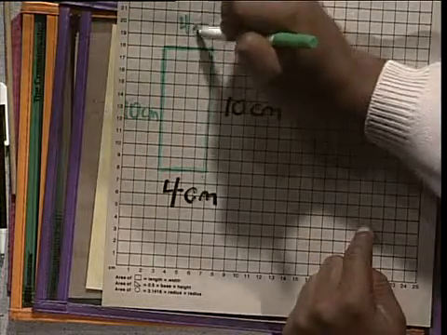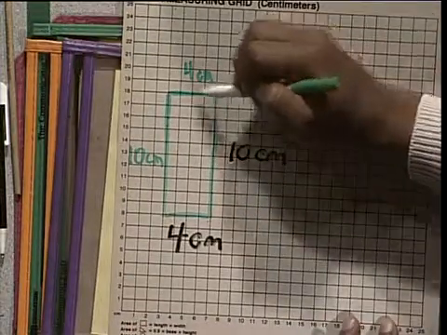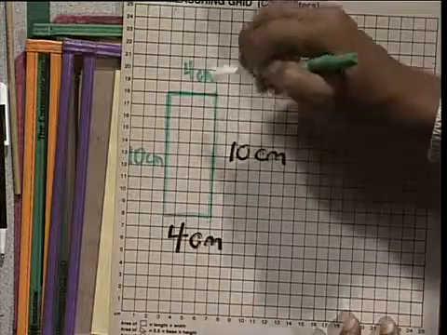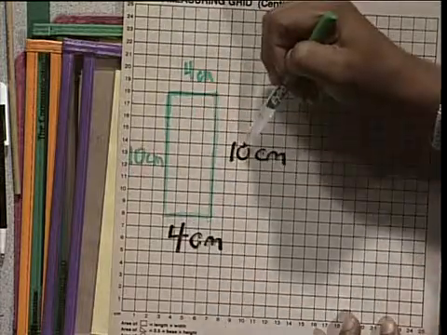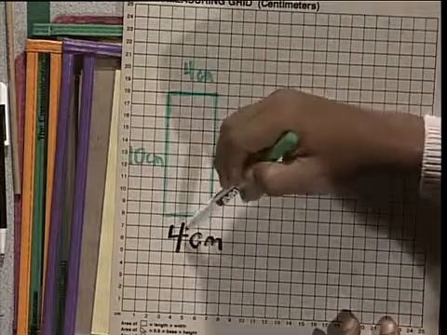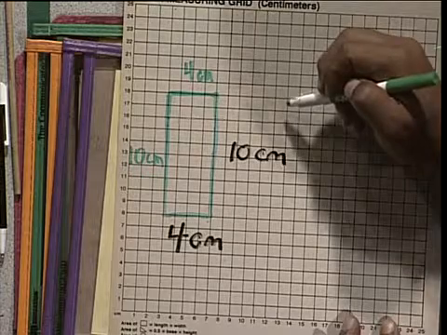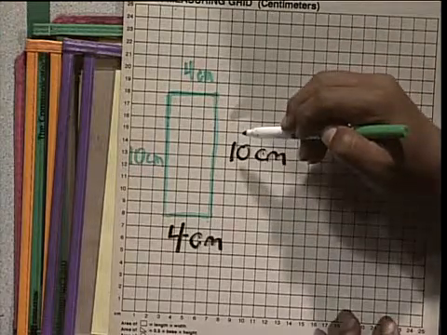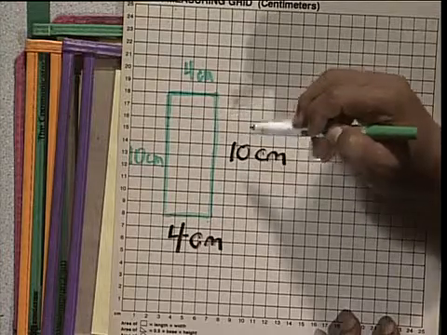So one way that you told me we could find was to actually start at a corner and count all the way around, but we were just talking about mathematicians being efficient. So instead of counting all the way around, if I know that this side is 10, this side is 10, this side is 4, and this side is 4, how could I solve this? What operation would you use, Zion, to solve this? Now remember, we have addition, subtraction, multiplication, and division. Which operation would you use?